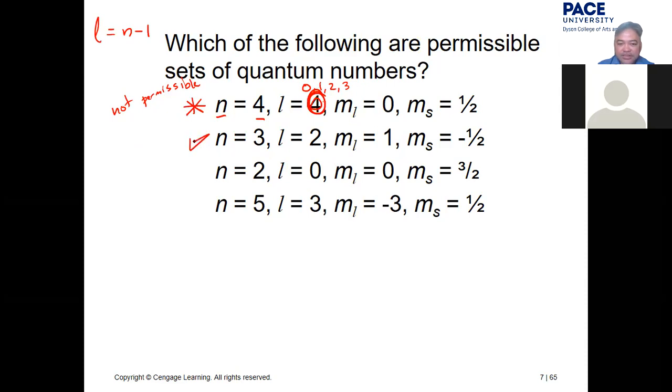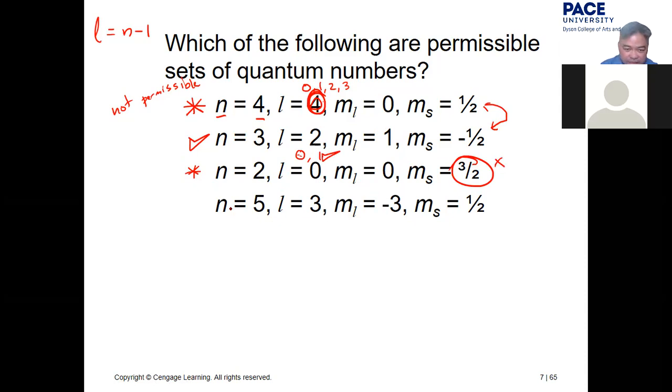Okay, so this one is good. Third one. But what messed this up? Your value can either be this or this, but not this one. Now, when n equals 2, your L value could range from 0 to 1. And since 0 is there, that's checked. And if you have 0 here, the value of your m sub L will just be 0.